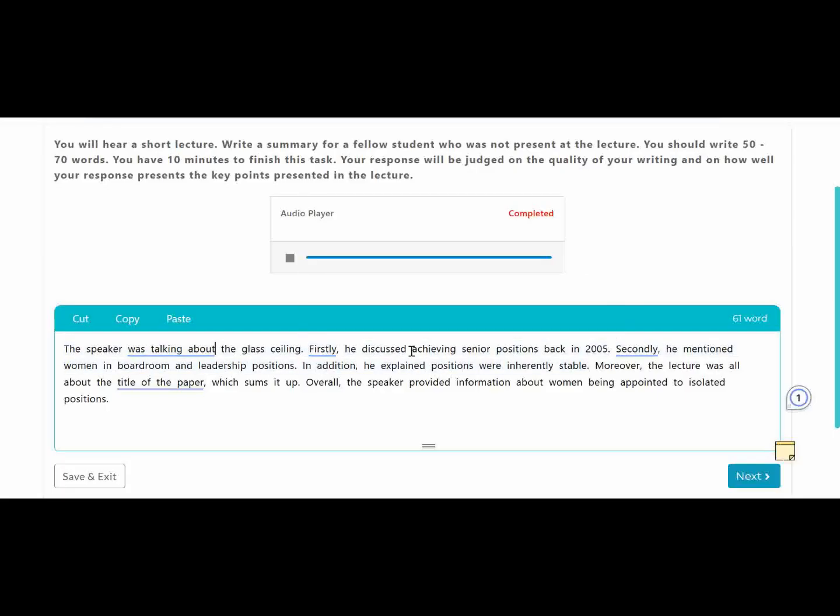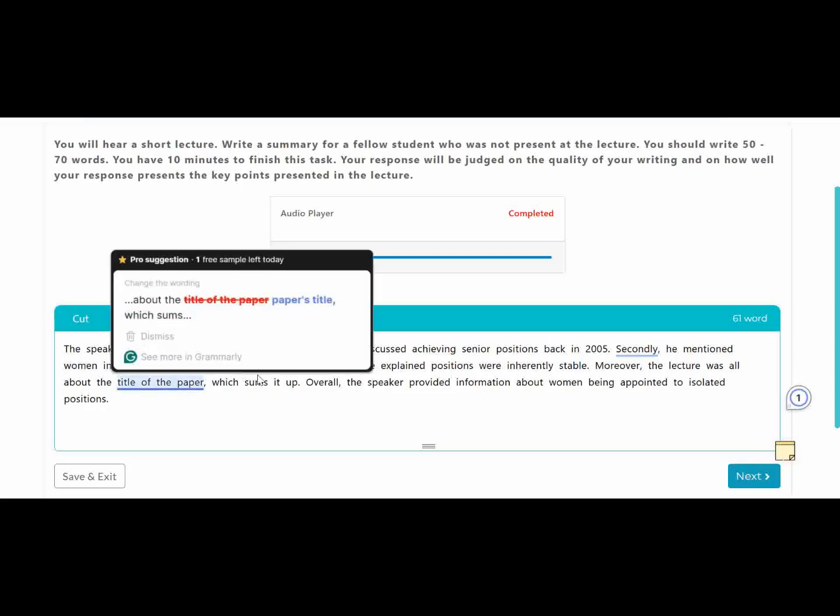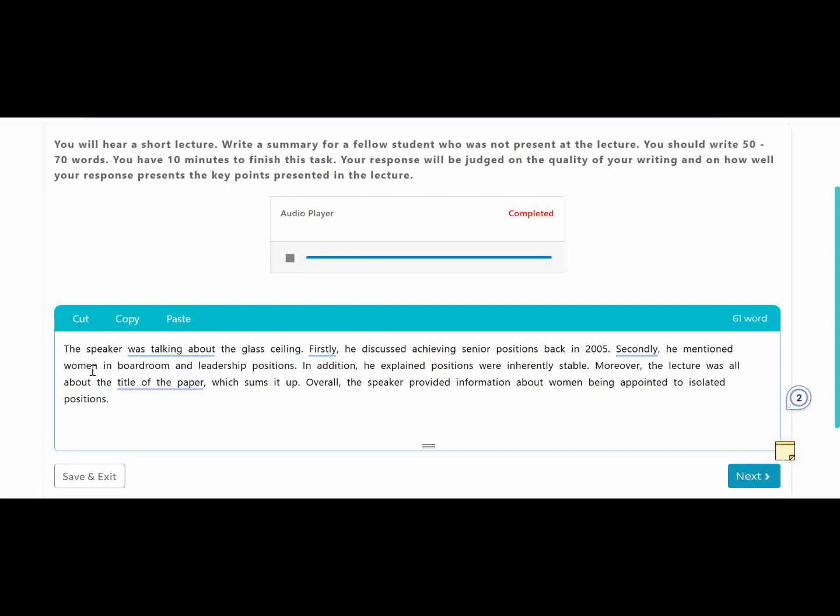Firstly, he discussed. So this is the line of the template. So what you are discussing, achieving senior positions back in 2005. So this is the line in the past. Secondly, you have to check the spellings of secondly. He mentioned women in boardroom and leadership positions, means already he mentioned women in boardroom and the leadership position. So women is the plural, so you will always use plural here. In addition, he explains, so this is the line from the template, position. So again, position is plural, then you will use were, not was, inherently stable. So this is the past and this is also in the past form of verb.